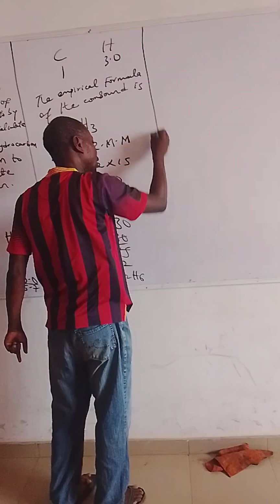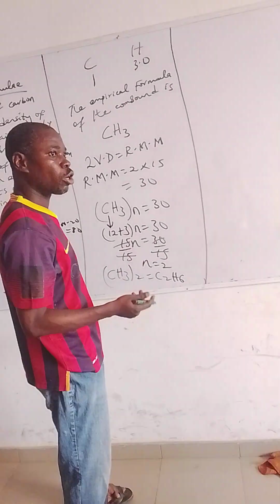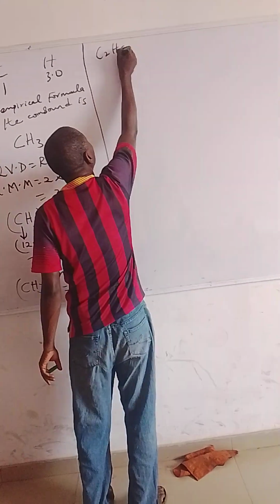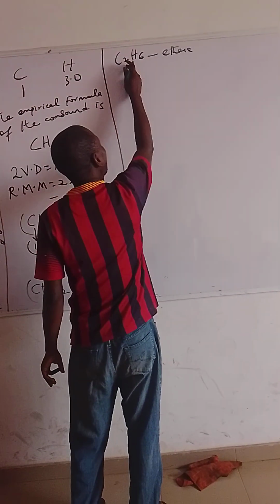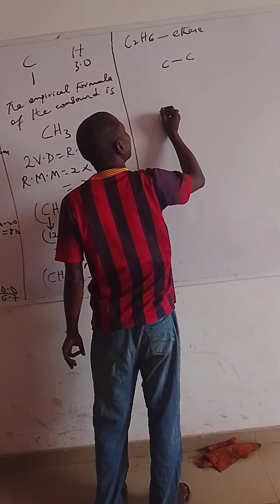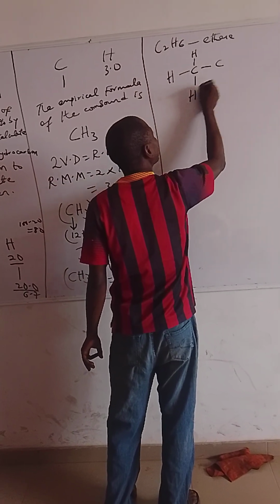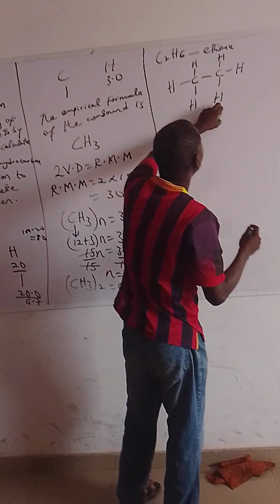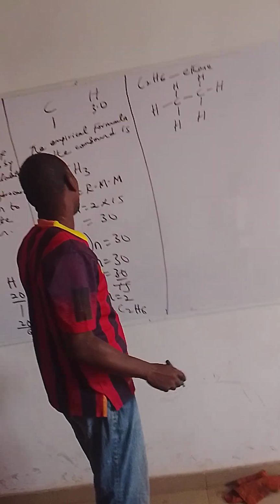Now the next line of action is to determine the structural formula. The name of this compound is ethane, C2H6. So I'm going to draw the structure for ethane. How many carbon atoms am I having? I'm having 2 carbon atoms. So that is C bonding to C. Then I will bond each with H. H, H, H, H, H, H. It's complete. 1, 2, 3, 4, 5, 6, 6 hydrogen. So this is the structural formula of the compound.